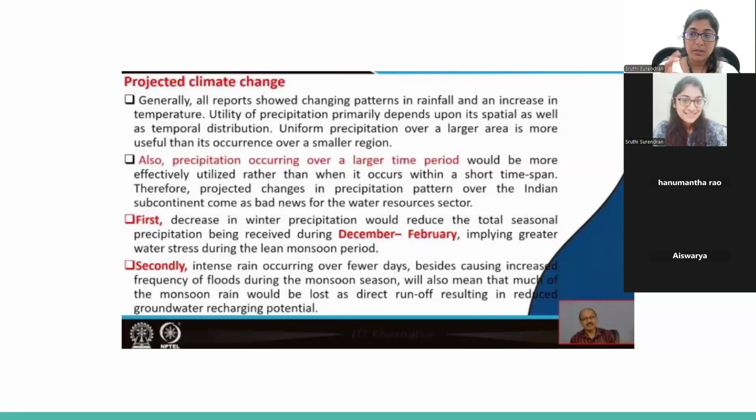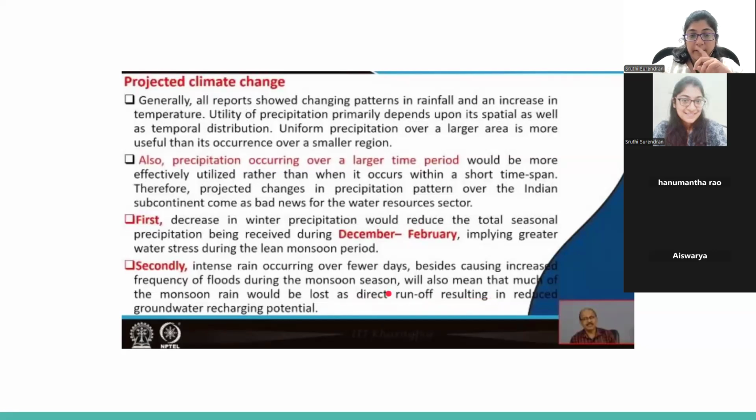That is, the amount of rainfall that you're supposed to receive over a month will come down as precipitation in very few days, which is going to result in floods. So flood frequency is also going to increase, that is, during the monsoon season. So here, this is resulting in reduced groundwater recharging potential.